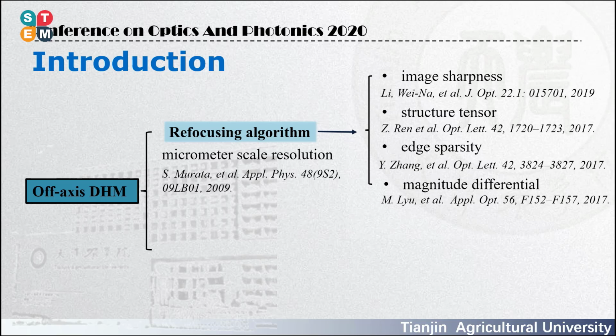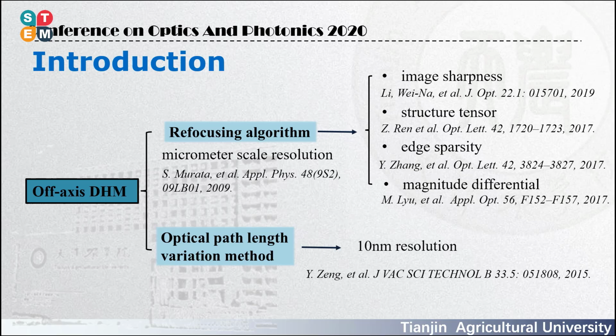Yet, the long-axis measurement resolution in the off-axis DHM is lower than that in the inline DHM, normally reaching the micrometer scale resolution. To improve the resolution, in our research group, we proposed an optical path length variation method. The resolution is improved to 10 nanometers, but we can see that it's not as high as the 1 nanometer resolution in inline DHM.